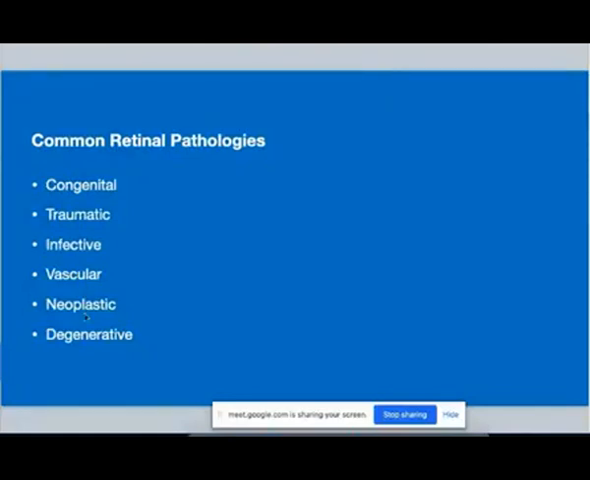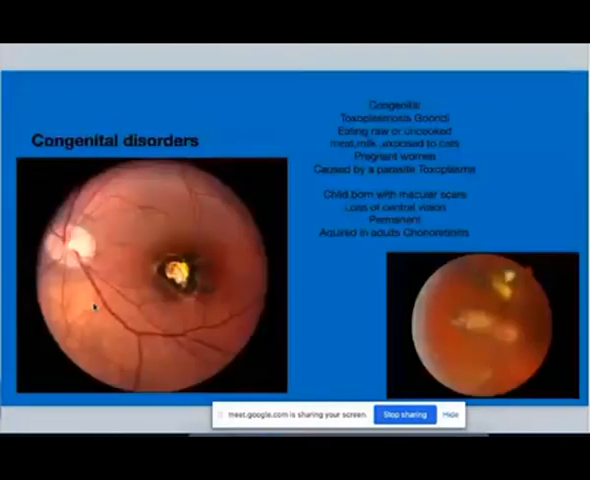Then you can have neoplastic conditions, and lastly, degenerative conditions. So I'll just briefly show you some pictures. I'm not going to go into a lot of text to bore you, just show you pictures so you get an idea. So what do we see in congenital disorders?